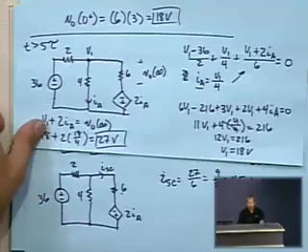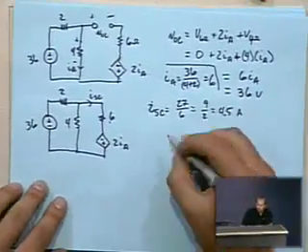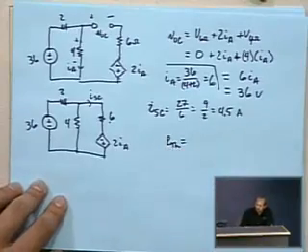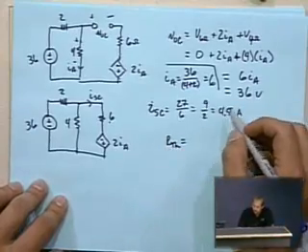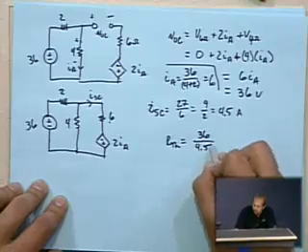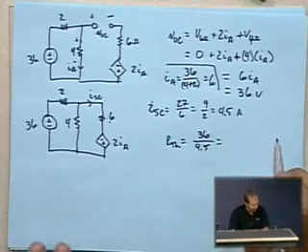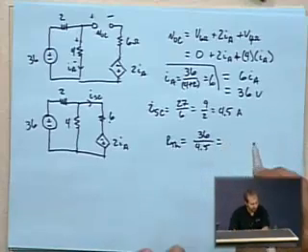So now we have our open circuit voltage and we have our short circuit current. So the ratio of those two will give us our Thevenin. We put the open circuit voltage of 36 on top, the 4.5 amps of the short circuit current on the bottom, which should give us 8.